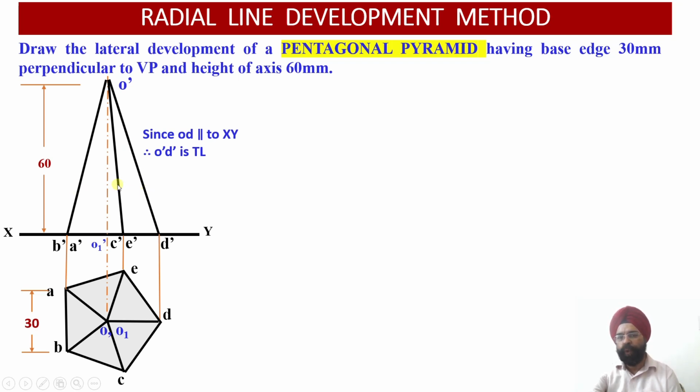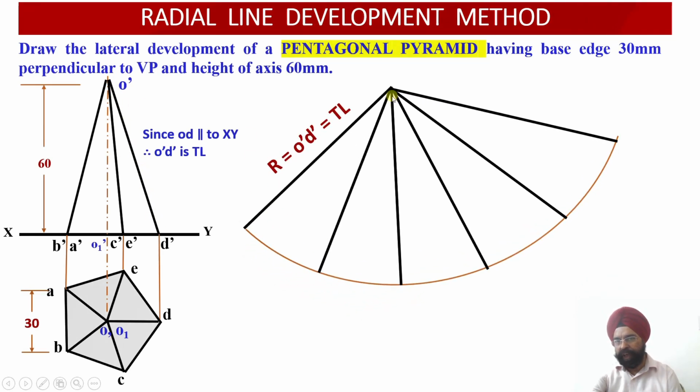So I am evaluating each one of them one by one, so that I evaluate which one is the true length over there. Now you see, I know the edge length. Once I know the edge length, I am going to have my radius as the length of the slant edge, which is equal to O dash D dash. Just check, O dash D dash is the true length of my slant edge.